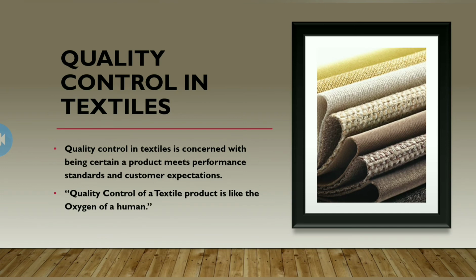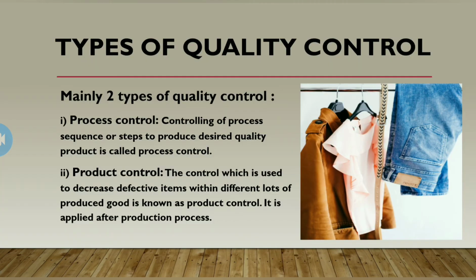Quality control in textile. Quality control in textile is concerned with being certain a product meets performance standards and customer expectations. Quality control of textile products is like the oxygen of a human.